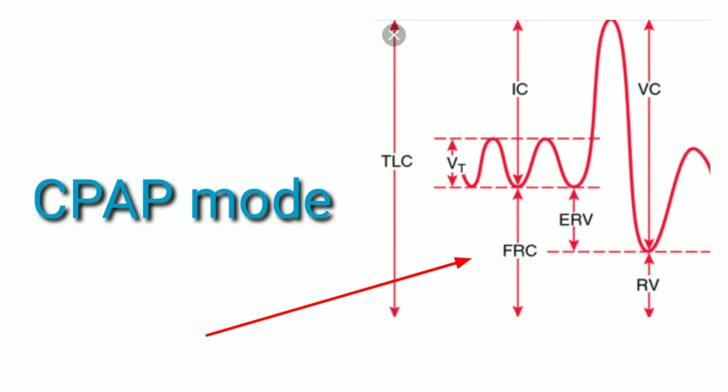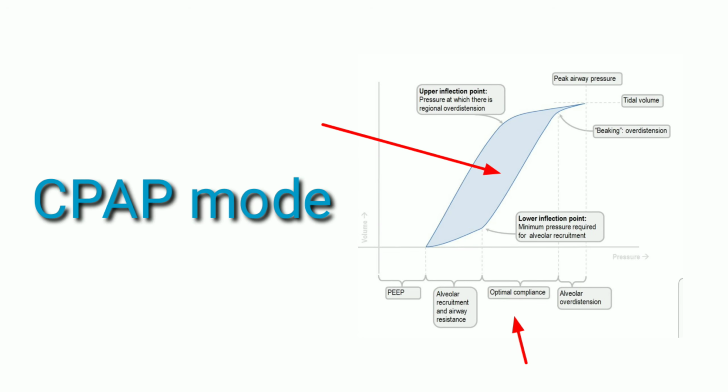To recruit the lung and to put the lung in a more optimal and compliant area on the pressure volume loop. We know that if the lung is being ventilated on the lower aspect, we're basically experiencing atelectrauma. The compliance is really poor at the base there, at the start on the left of the pressure volume loop, requiring lots of pressure and lots of work of breathing to initiate that breath.